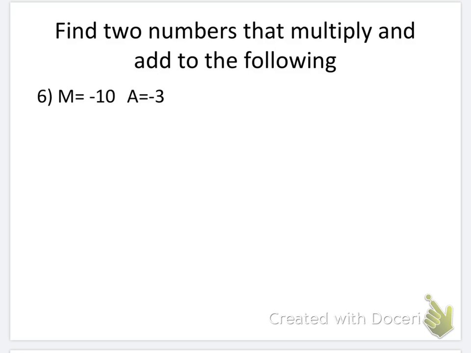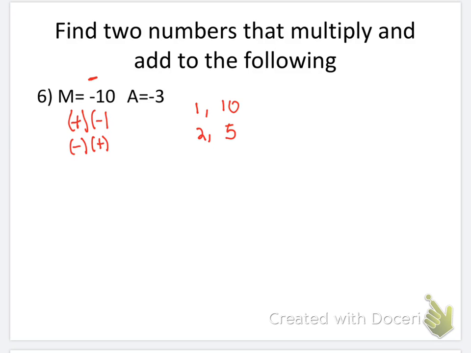Okay, here some things are different. We have a negative number here. For it to be negative, we could have a positive times a negative, or a negative times a positive. And then we need to add to give us negative 3. So we're going to do factors of 10. So we have 1 and 10. And we have 2 and 5.